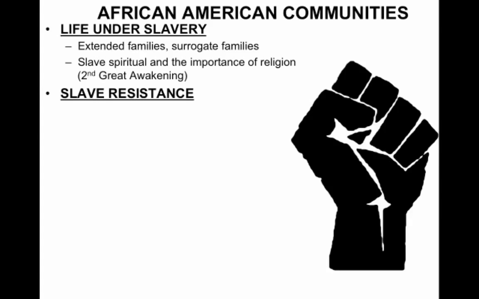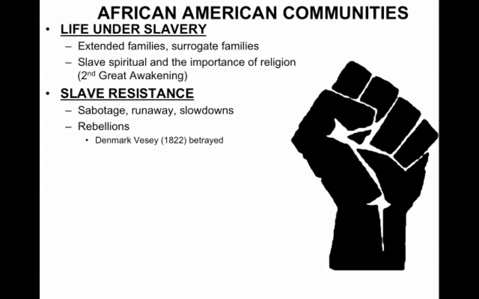Slave resistance plays a key role. You're going to have all sorts of different ways that slaves are going to show their unhappiness with the institution: sabotage, destroying things, destroying tools, running away, work slowdowns, and the most obvious one is going to be rebellions. And Denmark Vesey is an example in 1822 in Virginia. His rebellion is going to be betrayed, and he, along with his supporters, are going to be killed before the rebellion can take place.